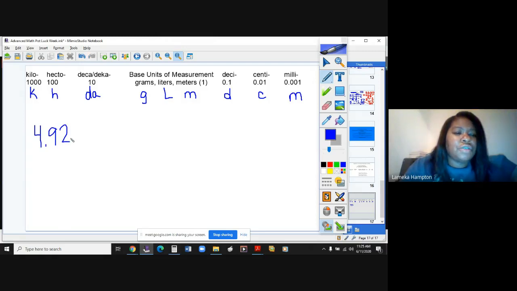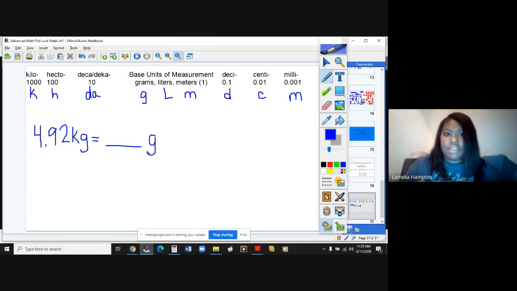So I have 4.92 kilograms. The only thing I did was combine kilo with the letter K and grams with the letter G, and I have kilograms. So these are the abbreviations not only for each prefix and base unit of measurement, but also when I combine them together. And I wanted to know how many grams are equal to that.